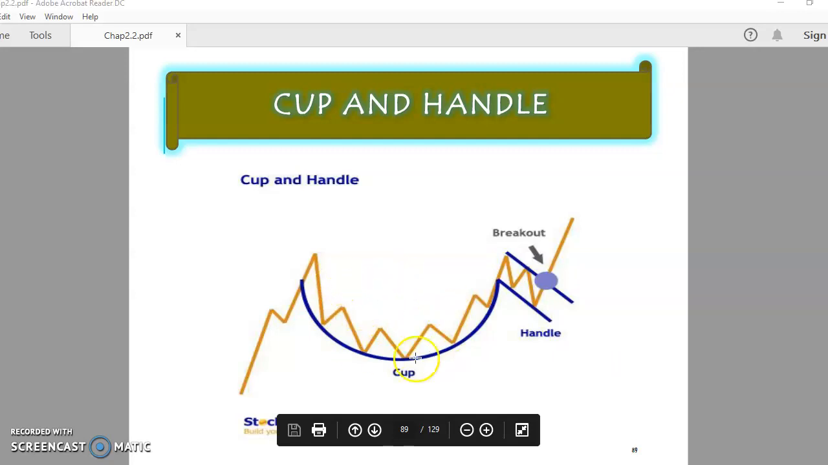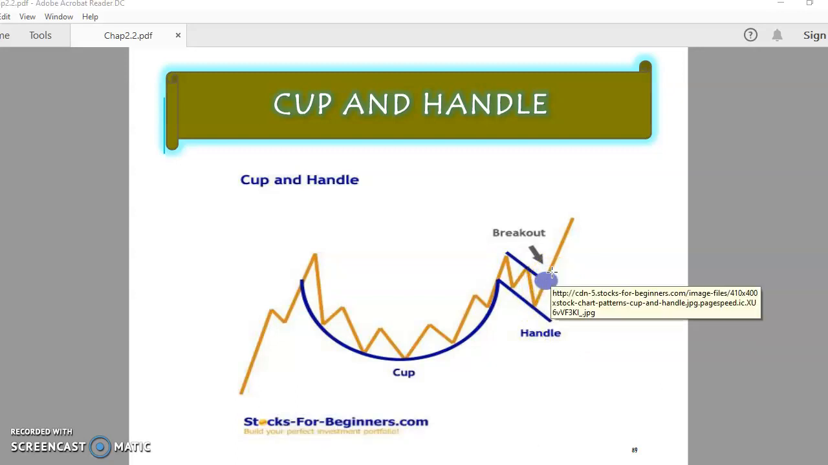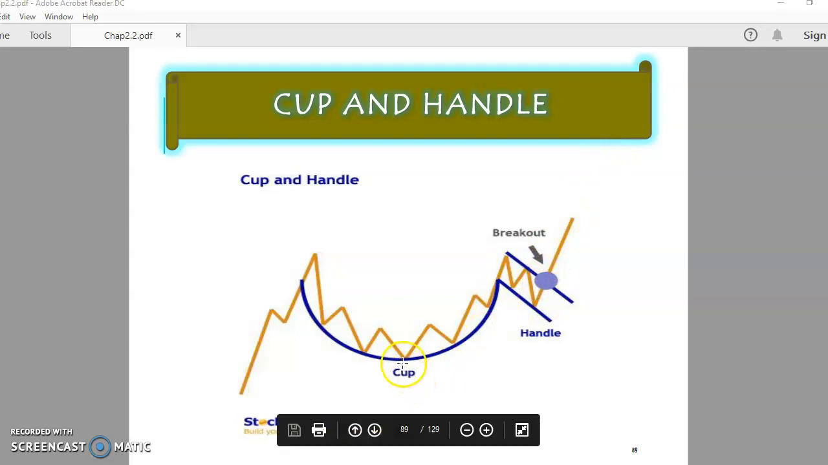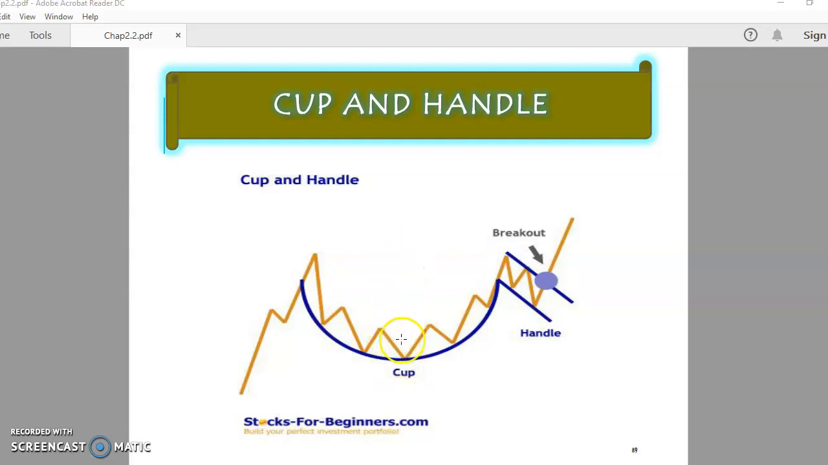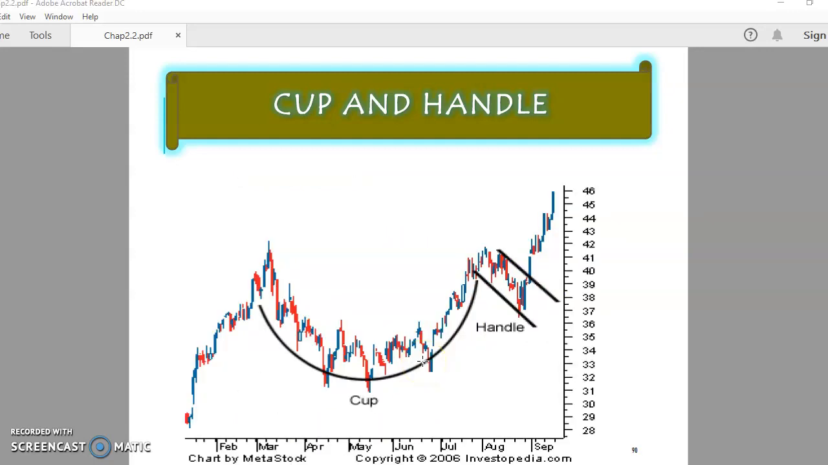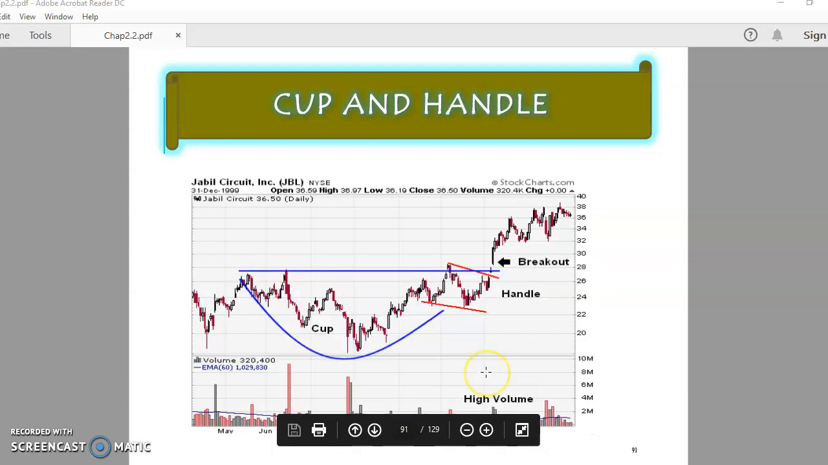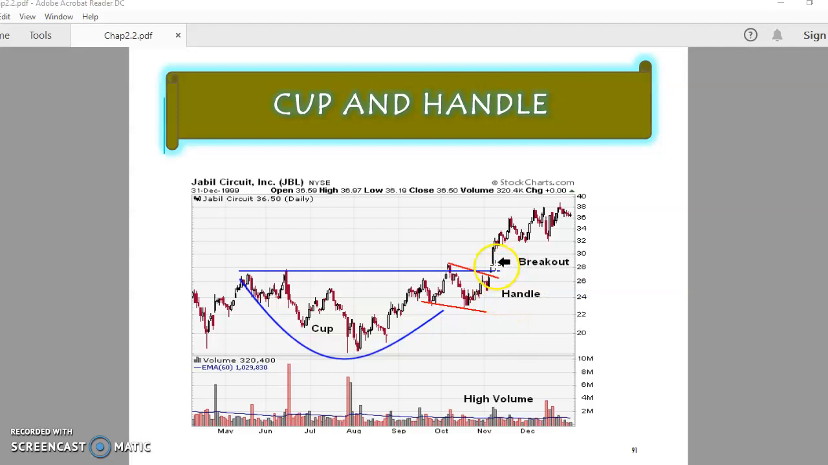Okay, so it looks like our tea cup. So this is the cup, this is the handle. Once the price breaks out of the handle, we can predict that the price will be going up. How much they will increase, we will calculate by measuring the depth of this cup. Okay, so this is another example. Okay, so once it breaks out, we can enter.